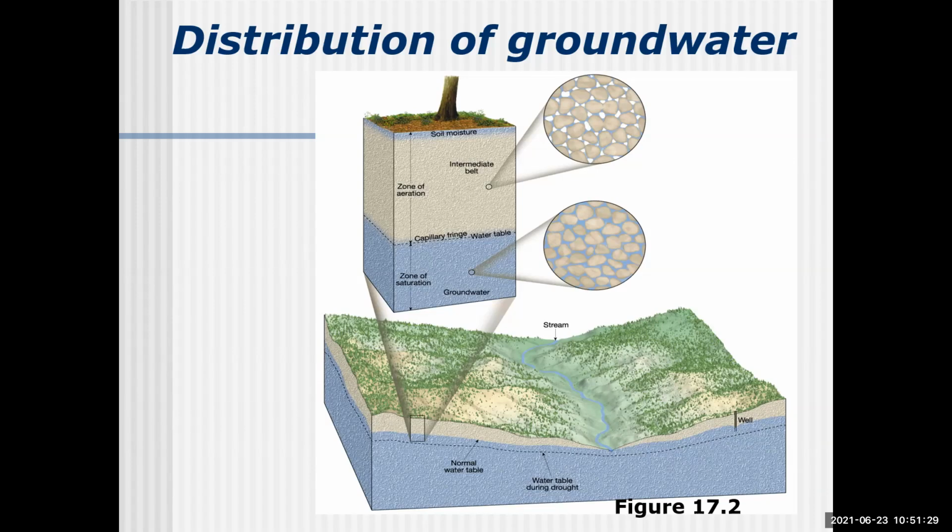So we have this zone of aeration, and this zone of saturation is separated by the water table. And you might notice that just above the water table is this little thing called the capillary fringe, right?